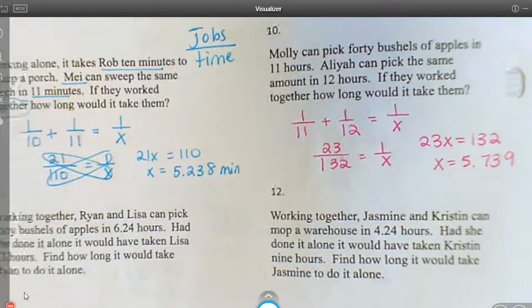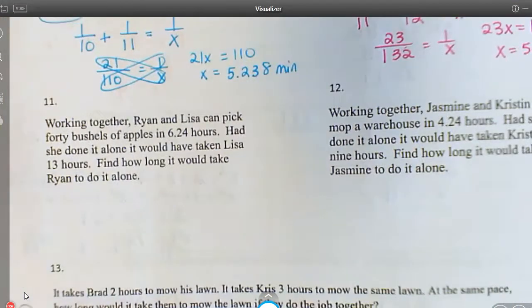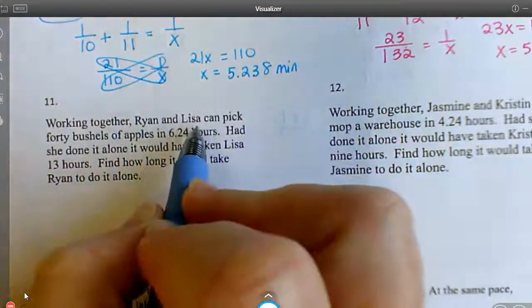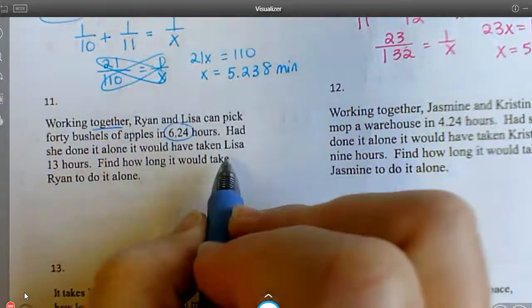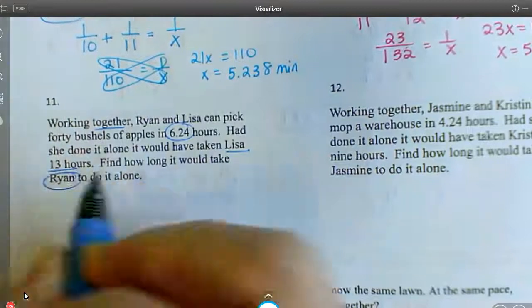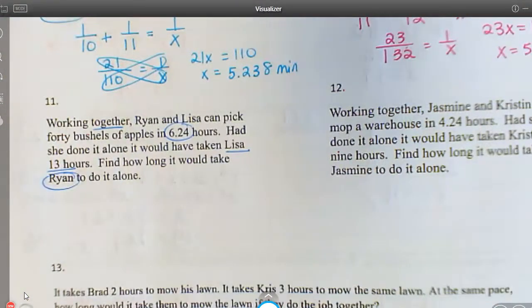One other kind of problem I want to do with you. It's very similar, but the difference is on this one that it's looking for how long it would take somebody to do it alone instead of together. So here it tells me what it is together. Together is 6.24 hours. Lisa would be 13, and what we're trying to find out is about Ryan. Okay, we do it the same way, except when we put the together, we're going to have numbers for that.